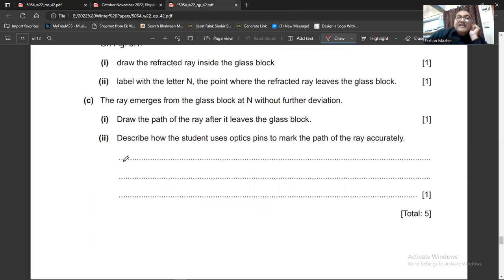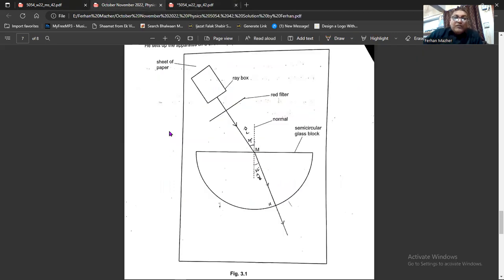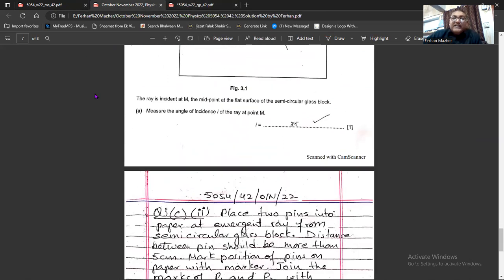Then he says, describe how the student uses optical pins to mark the path of the ray accurately. So how will you mark the path of the ray accurately? You will put a pin, because this is a light ray going, so you are able to see the light. Here you put a pin and here you put a pin, and you mark their position and then you remove them. Then you join both these marks up till you touch the boundary of that semicircular glass block. So this is what I think is the answer.